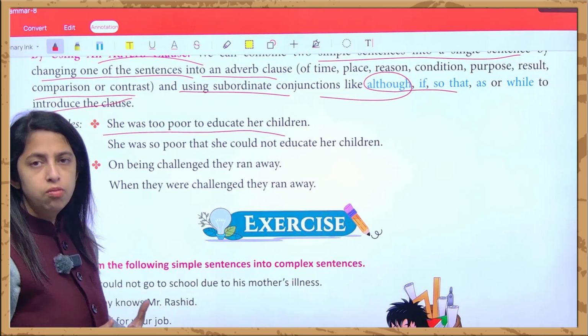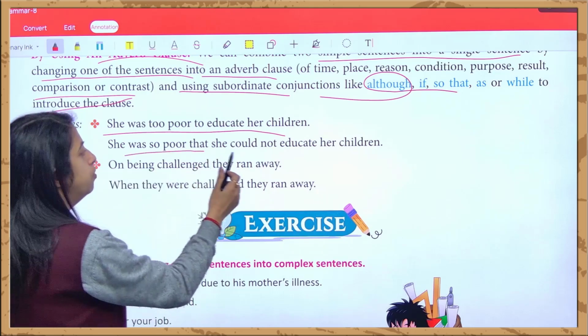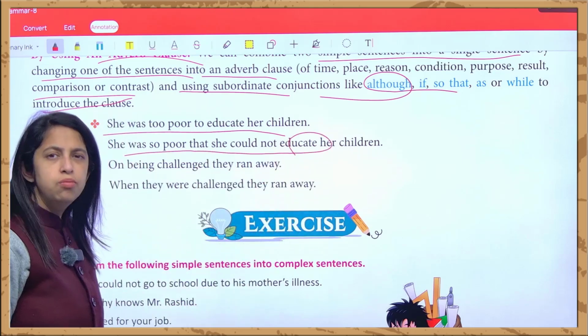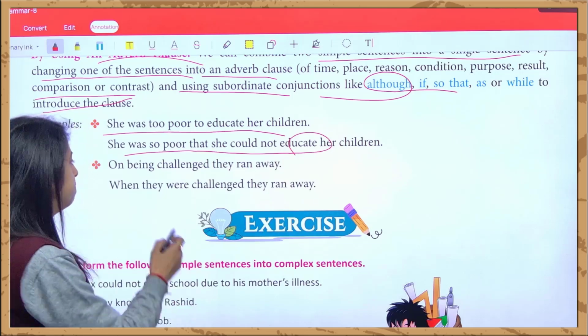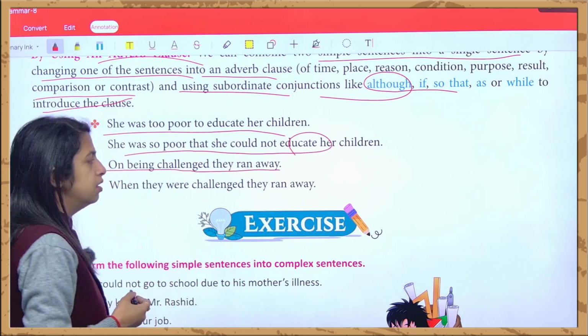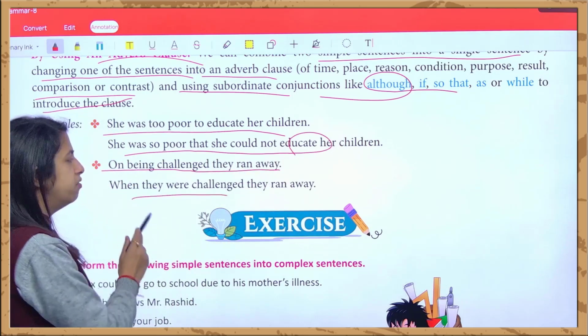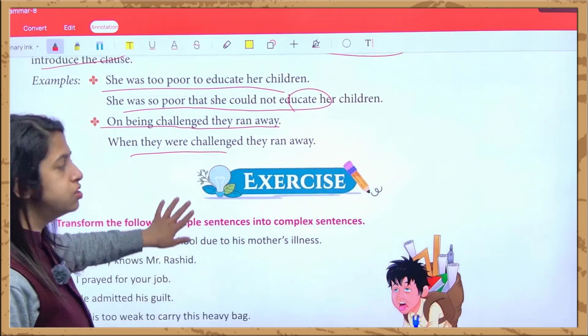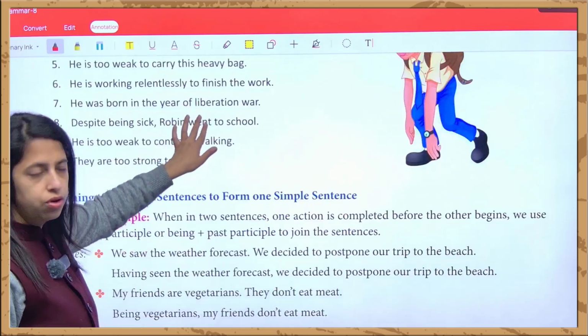Next is: she was too poor to educate her children. बच्चों को पढ़ाने के लिए वो बहुत ही ज्यादा पुअर थी. She was so poor that she could not educate her children. वो इतनी पुअर थी वो अपने बच्चों को नहीं पढ़ा पाई. On being challenged, they ran away. वो वहां से भाग गए. When they were challenged, they just ran away. Moving on to this, you have to complete these exercises on your own.